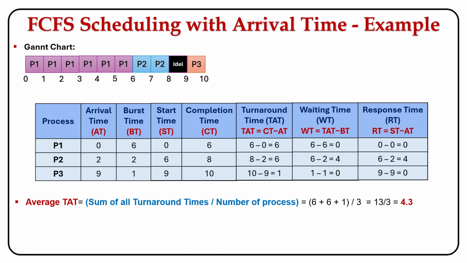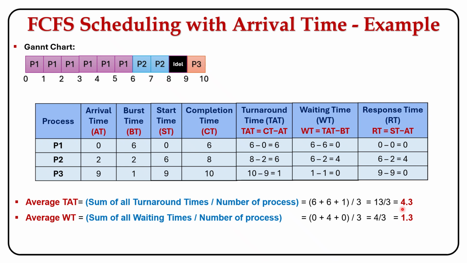Next, we can calculate the average turnaround time using the formula sum of all turnaround times divided by number of processes. So in our problem, we have 3 processes and turnaround times we have calculated earlier for all three processes. That is 6 for process P1, 6 for process P2 and 1 for process P3. We can substitute it in the formula and we get 6 plus 6 plus 1 divided by 3, which is equal to 4.3.